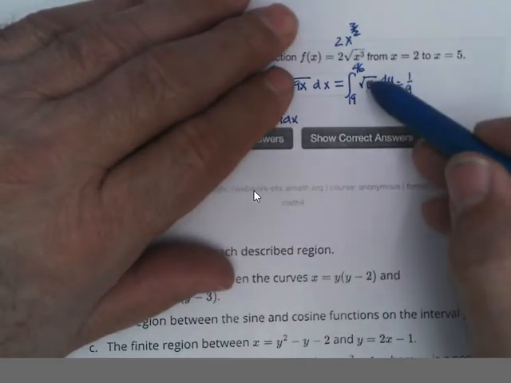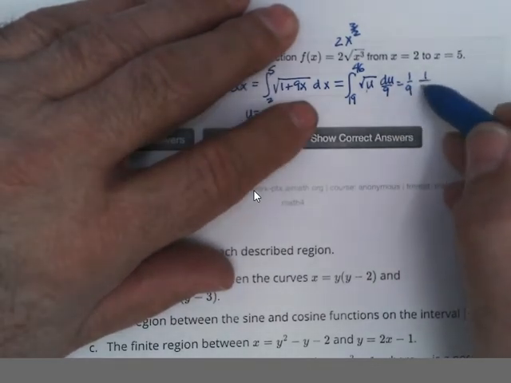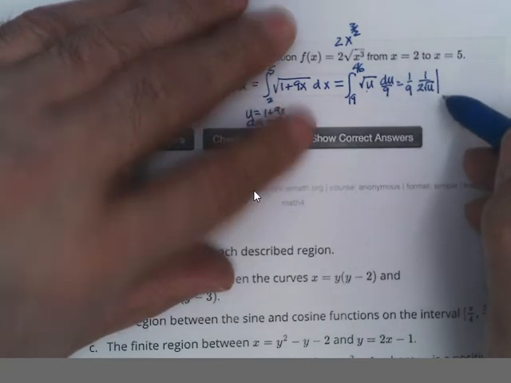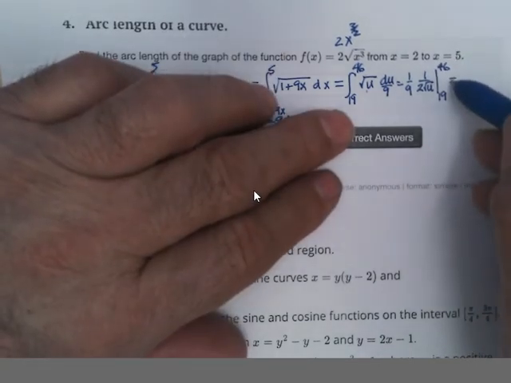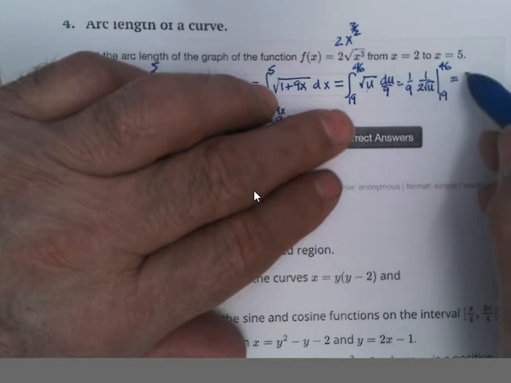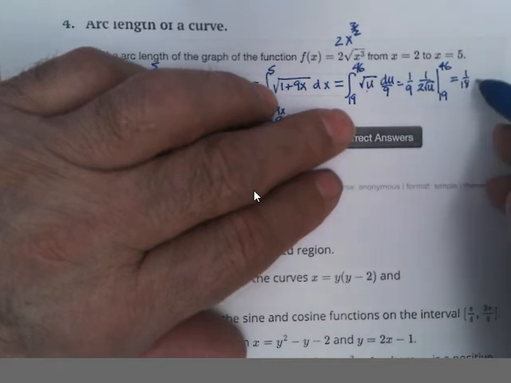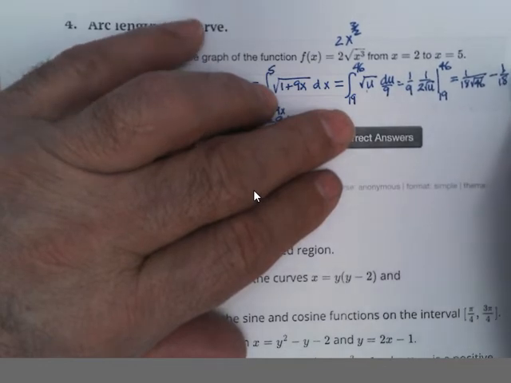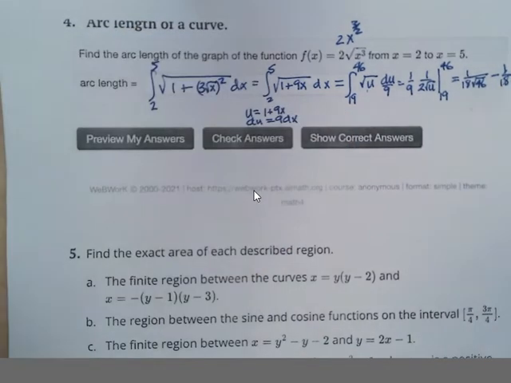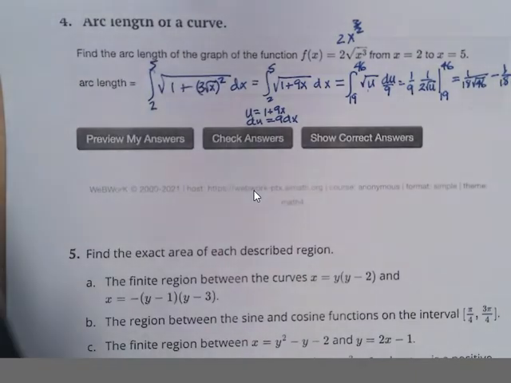The antiderivative of the square root of u is 1 over 2 square root of u, evaluated from 19 to 46. So that's 1/18 square root of 46 minus 1/18 square root of 19. And that's the exact value.